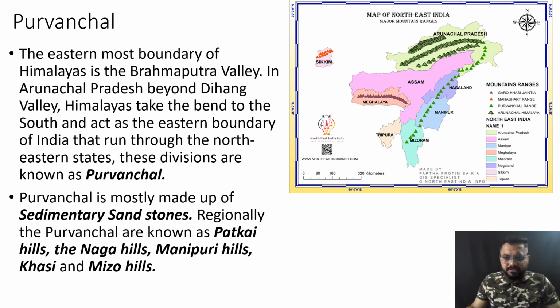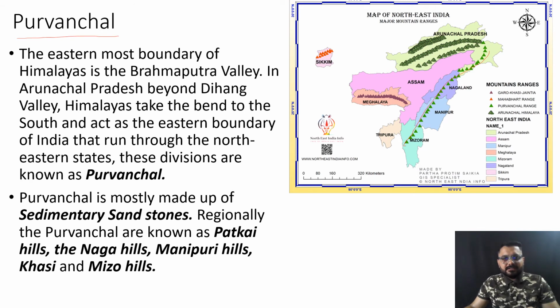As we have covered the three ranges of Himalayas, that is Greater Himalayas, also called as Himadri, Lesser Himalayas, also called as Himachal, and Outer Himalayas, also called as Shivaliks, let us now move forward by discussing Purvanchal. What are these Purvanchal ranges? As you can see here, these mountain ranges that are colored in green are called as Purvanchal Ranges.